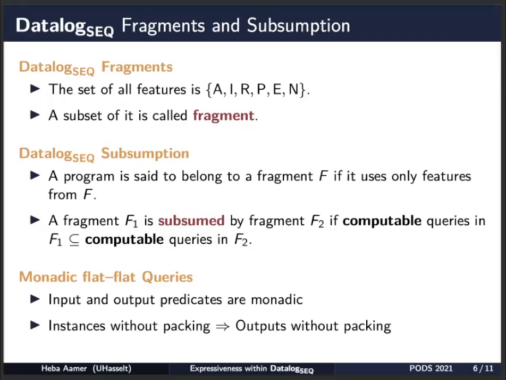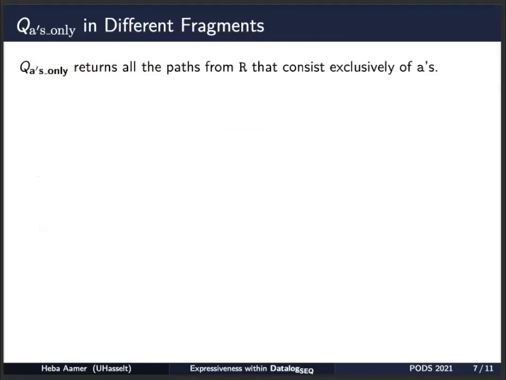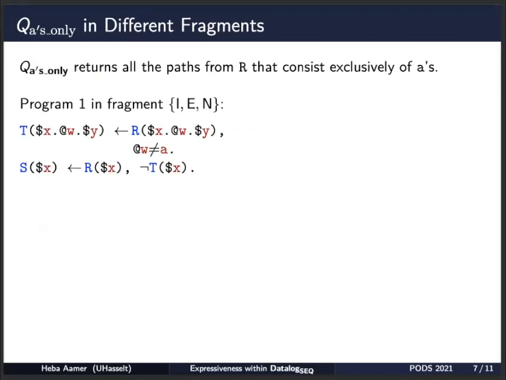Next, I give one example of a query that can be expressed in different fragments. Consider the query A's only, which returns the paths in R that consist only of A's. The first program computing this query belongs to the fragment IEN. It basically filters the sequences in R that have at least one atomic value not equal to A. And then it selects the sequences in R that are not in T.